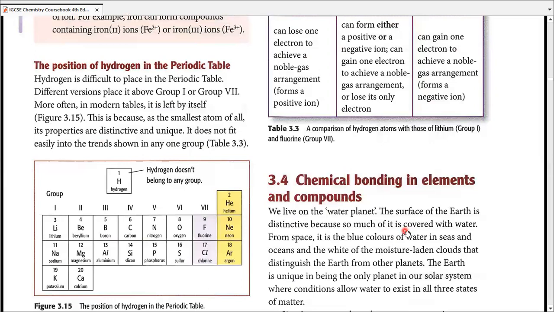So lastly, in order to wind up the 3.2 topic, we have a very small topic by the name of position of hydrogen in the periodic table. Now, when you look at the periodic table, you find hydrogen on the top of the periodic table. Unfortunately, you won't be able to put it in a group since its position would be so random that you will clearly be able to see that hydrogen doesn't belong to any group.